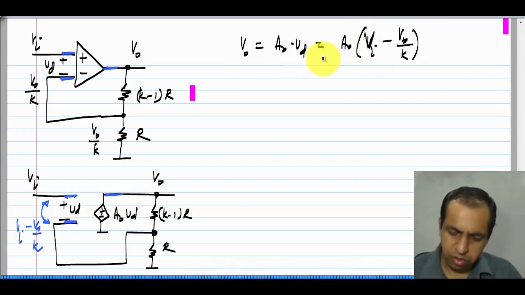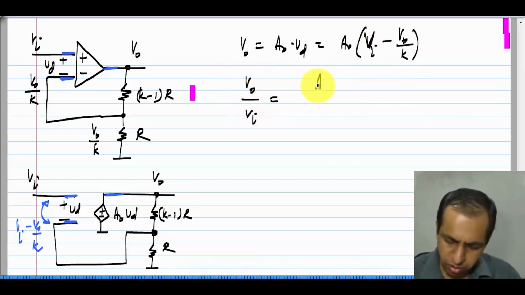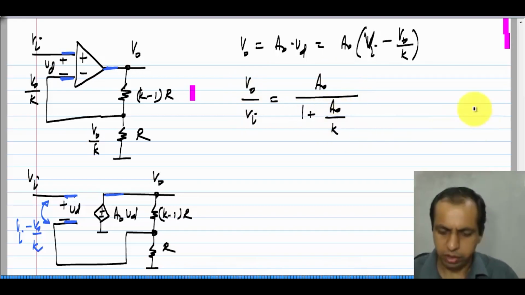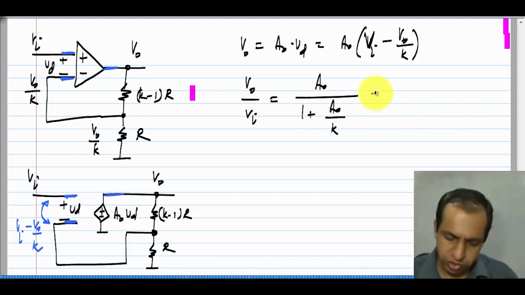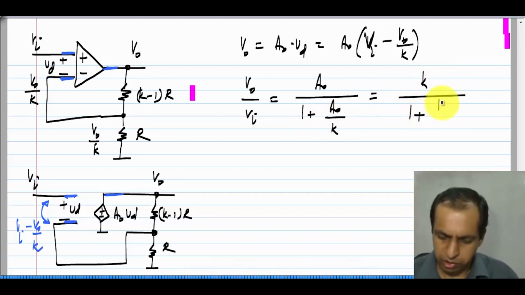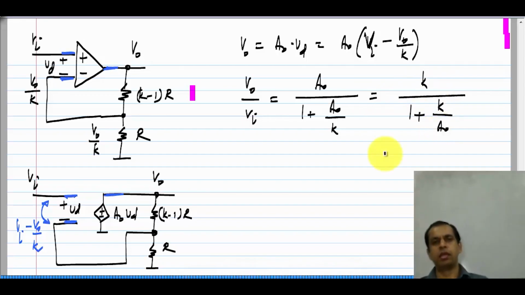So, by taking terms containing V naught to the other side, I get this ratio V naught by V I to be A naught by 1 plus A naught by K, which can also be written as K by 1 plus K by A naught. Now, what did I want? My original goal was to realize an amplifier of gain K.